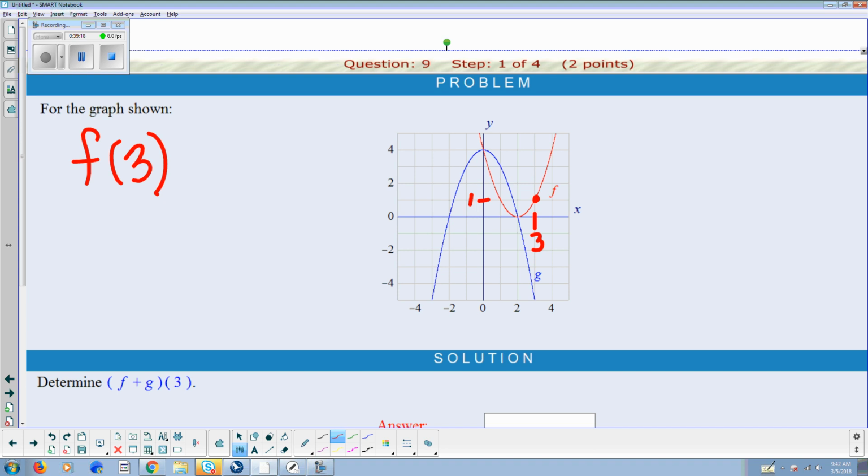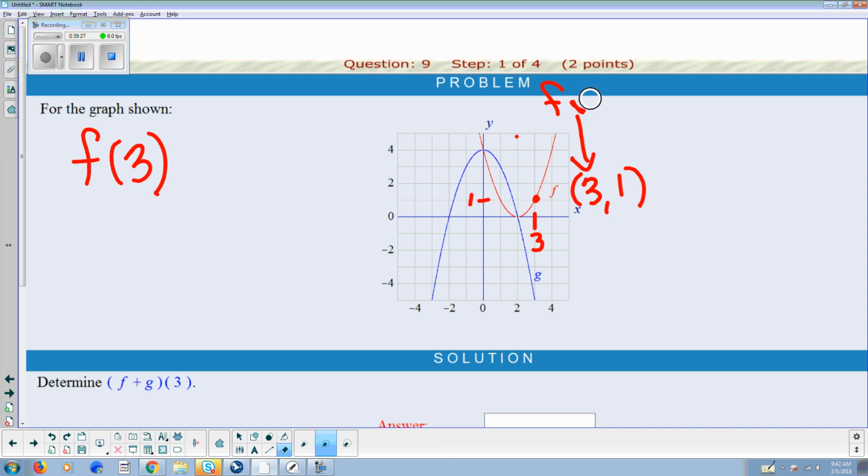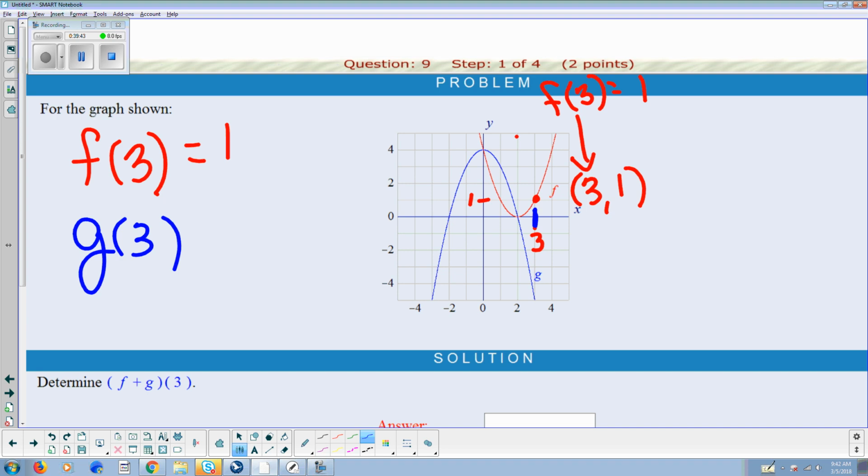This is an ordered pair, 3, 1. So f of 3 is 1. The input's 3, output's 1. F of 3 is 1. Now, let's find g of 3. G of 3, when we go to 3 on the x-axis, my g function output value is there. And that is at what? Negative 5. So g of 3 is negative 5. Or I have an ordered pair at 3, negative 5.